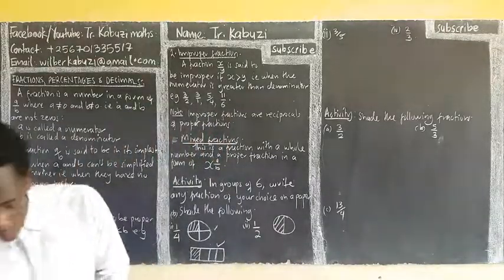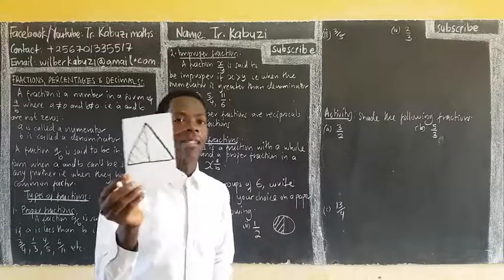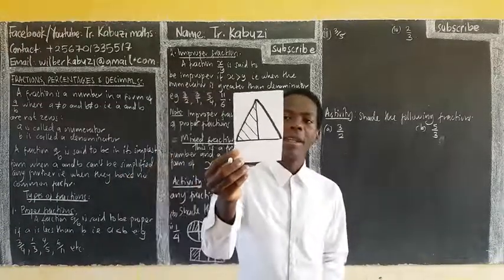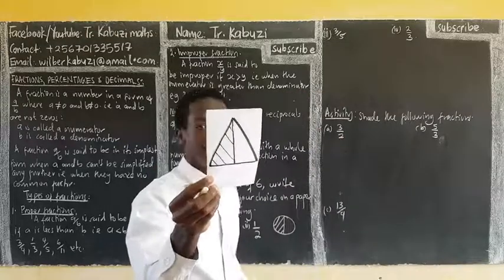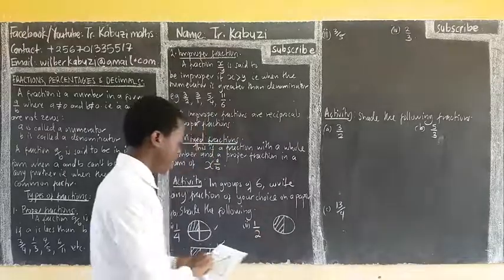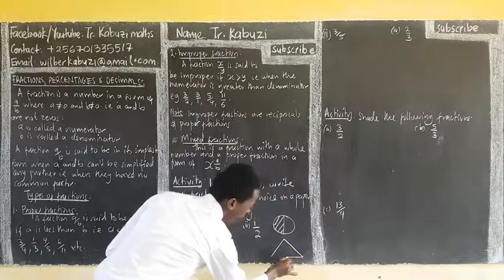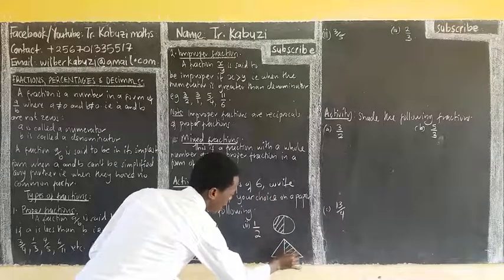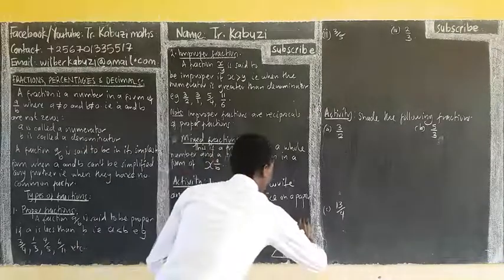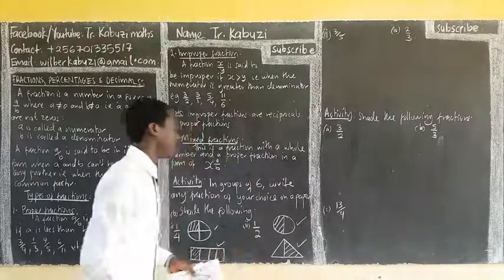Okay, another group, this is what they did. For them, they used a rectangle. I like the creativity. So they used the rectangle, and then they had to shade 1 part. So others use the rectangle, the triangle, and then they shade 1 part like that. All of these are okay, as long as you are dividing it into equal parts and you shade 1.